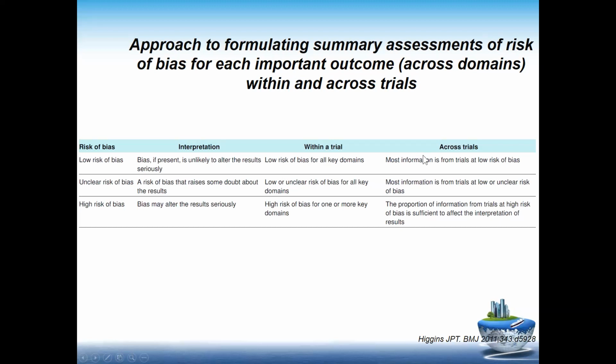And similarly, for all of the trials together, if most information is at low or unclear risk of bias, you can give it a rating of unclear risk of bias. Okay, so when do you give a rating of high risk of bias? When there is high risk of bias for one or more key domains. So this is the general principle of how you make a summary assessment.